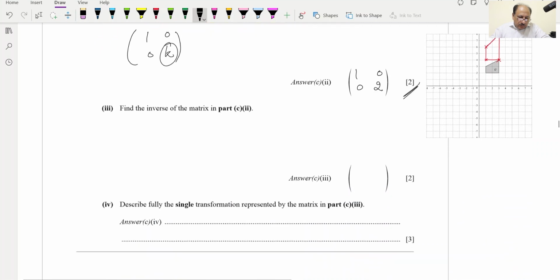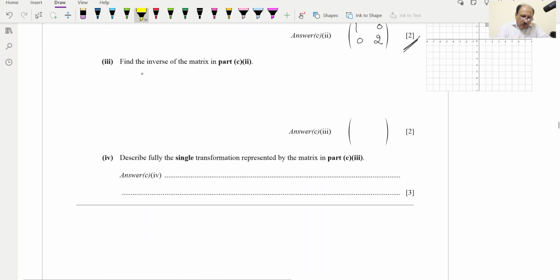Hopefully you understood this. Now find the inverse of the matrix in part C2. Inverse of the matrix we need to find. For that, this is the matrix in the previous part, which we can write 1 0 0 and 2. And if we multiply this matrix with its inverse, this will be giving you the identity matrix. So we can write the equation like this one, and we can suppose A, B, C, D are the members of this matrix. Now we can multiply this. To multiply first row, first column, this will be like A, and C with 0 will be 0, so it will be only A.